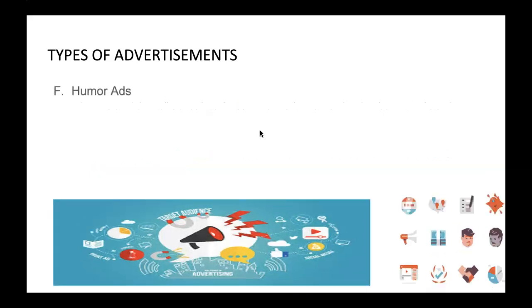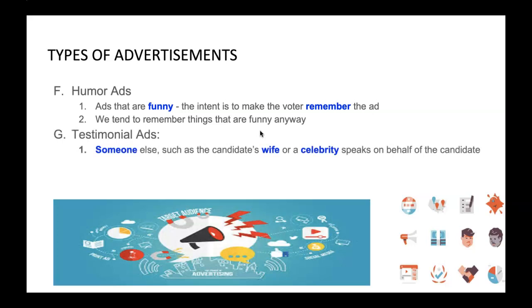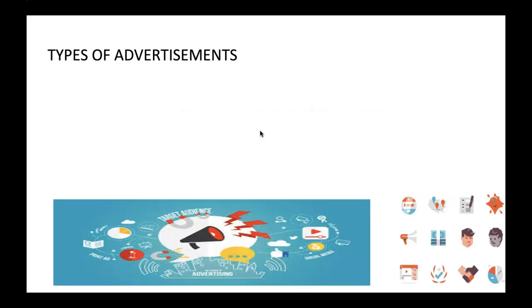There are also humor ads, which can be quite successful too. These ads are often funny. The intent is to make the voter remember the ad in the long term. We tend to remember things that are funny anyway, and so most campaigns have success using these types of approaches. There are also testimonial ads, just like testimonial paper propaganda, where someone else, such as a candidate's wife or a celebrity, speaks on behalf of the candidate.